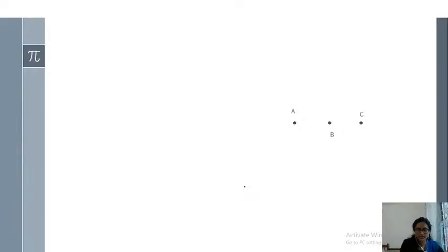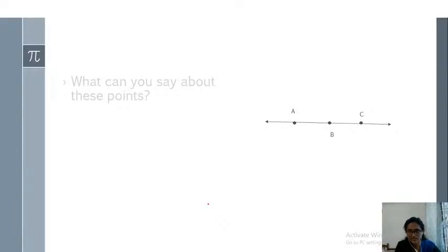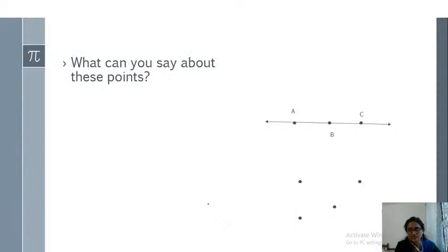Now can you see 3 points here? A, B and C are 3 points. Now can you tell me a property of these points? They are lying on a straight line. So this is a line and these 3 points A, B and C are lying on this line. So what about the next collection?